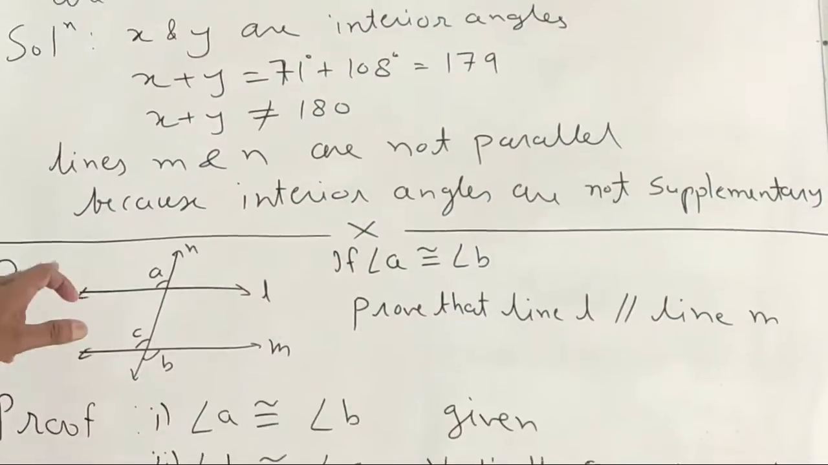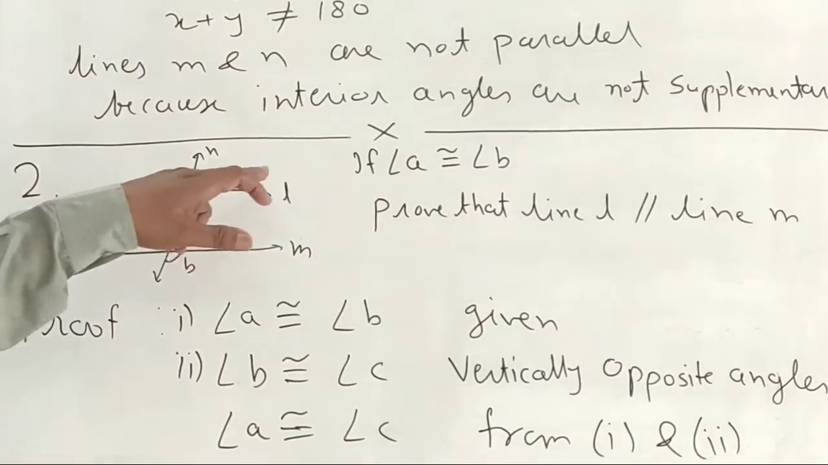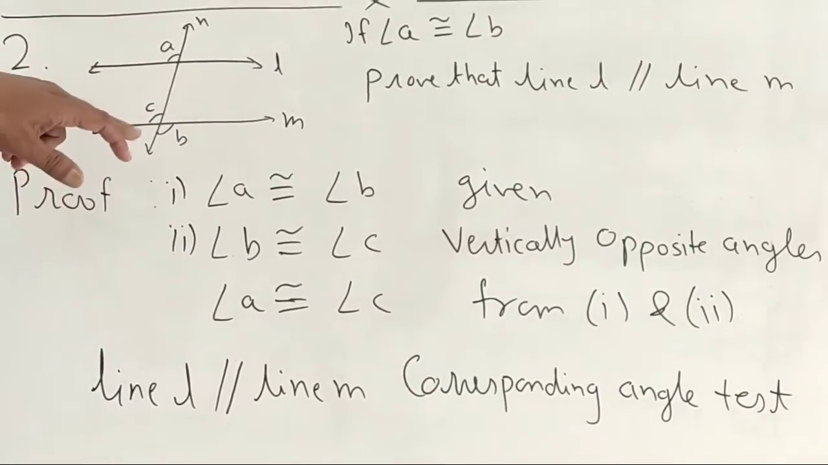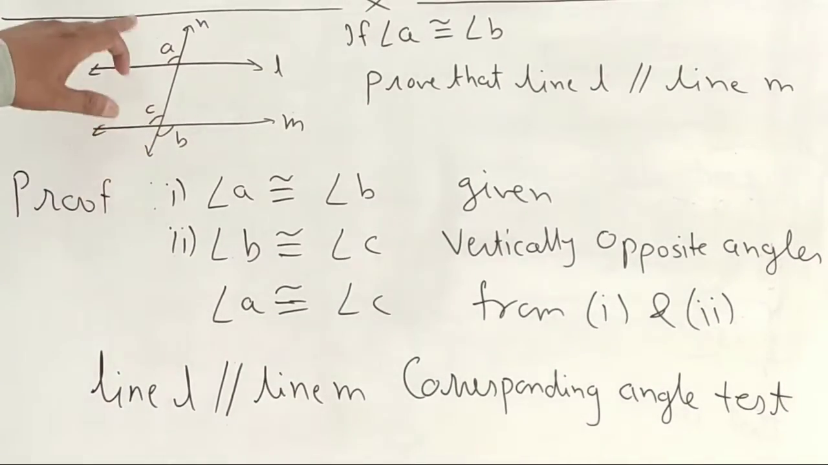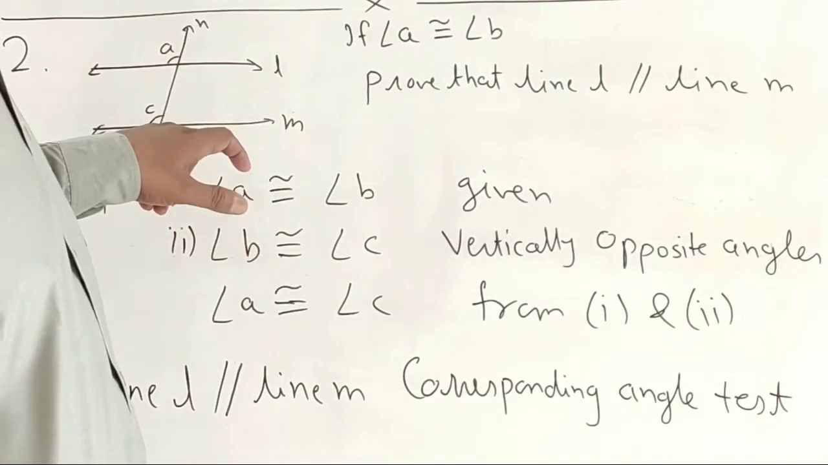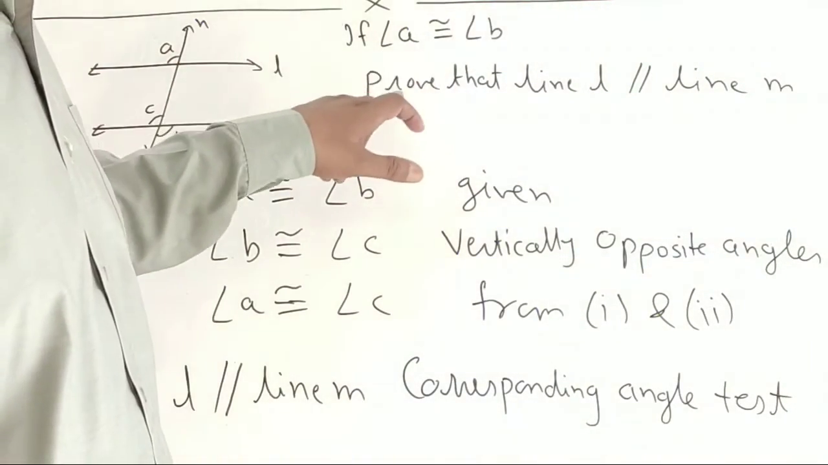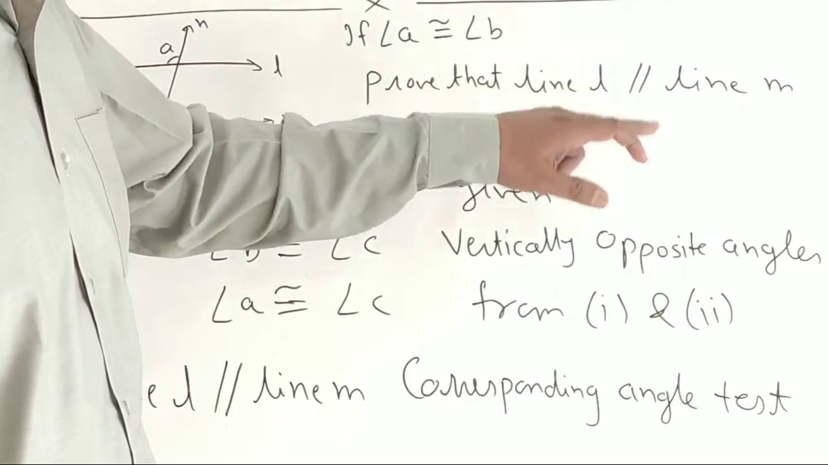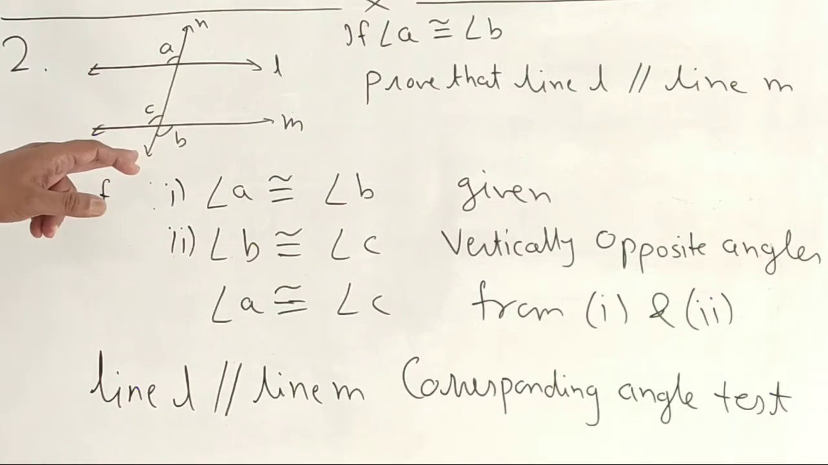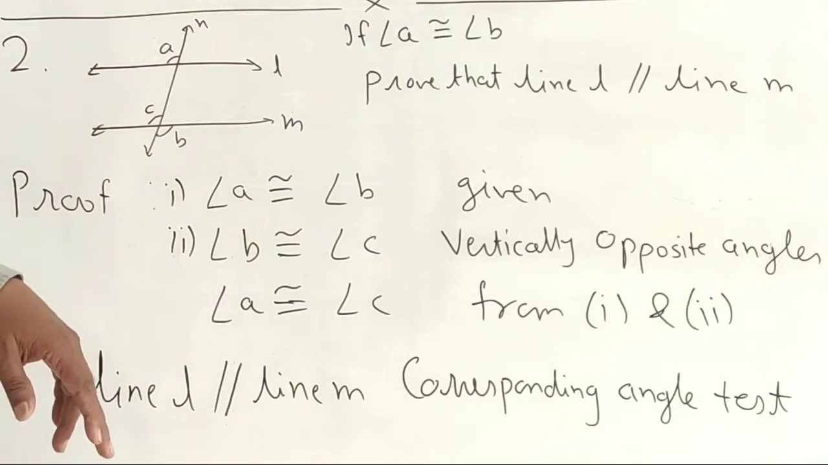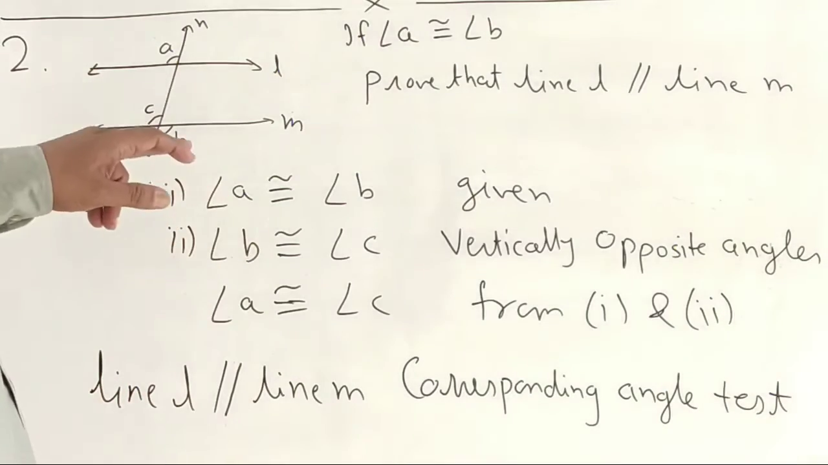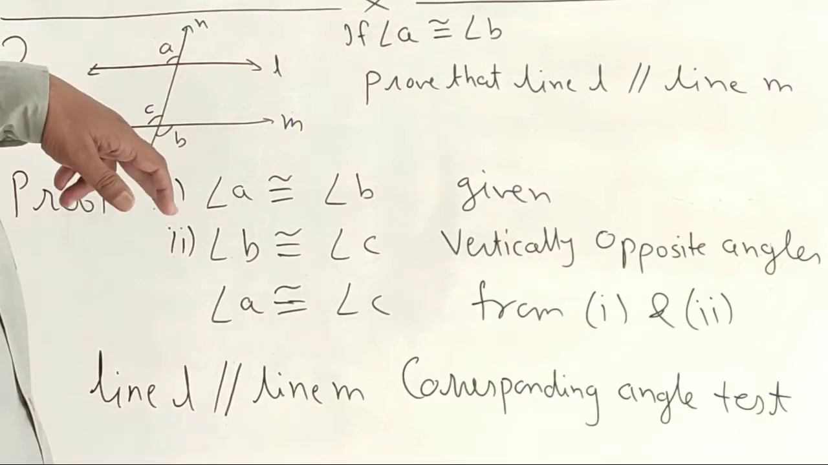We'll go ahead with the second sum. See, figure is given. Line L and line M. Line N is a transversal. A and B are two angles given, and you have to prove angle A congruent to angle B, so you have to prove line L parallel to line M. How to prove? For convenience, let's take angle C, exactly vertically opposite to angle B. Now A and C become corresponding angles.